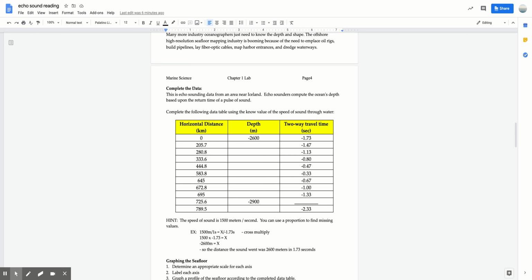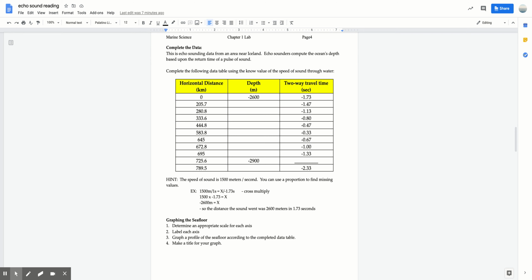Now here, you're going to have to figure out the travel time. You have the depth, so just plug in the numbers differently. When you do this one, you put 2,900 in place of x, and then you move the x down here and still cross multiply. When you get a number, it should make sense, meaning it should be in between negative 1.33 and negative 2.33. That's how you know you got the right answer.